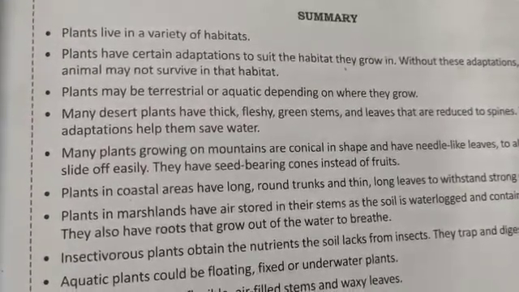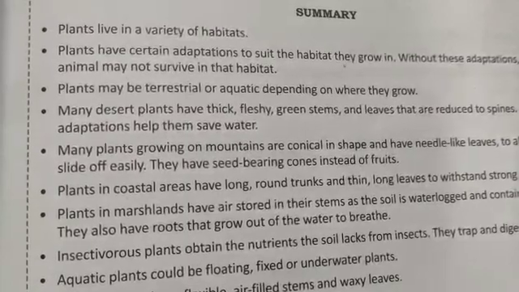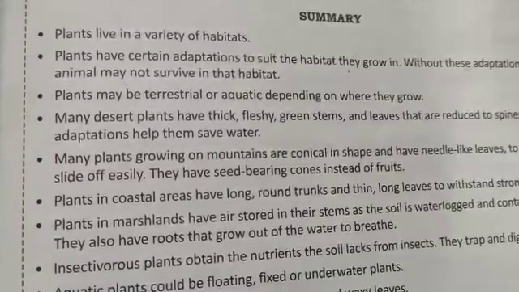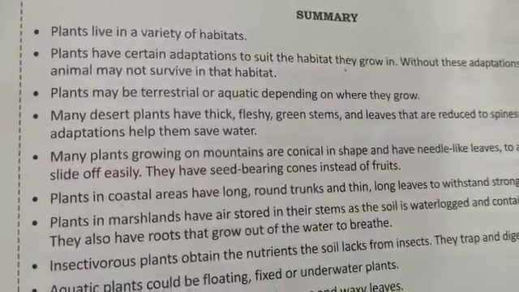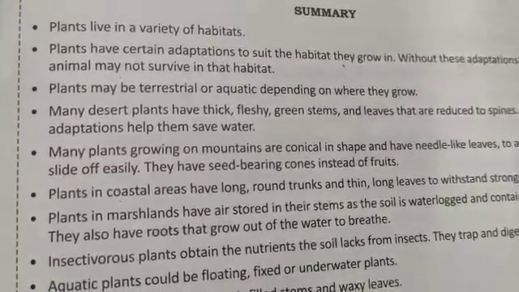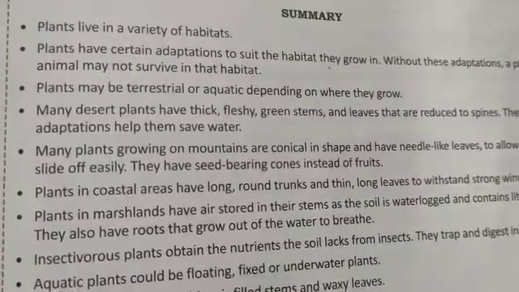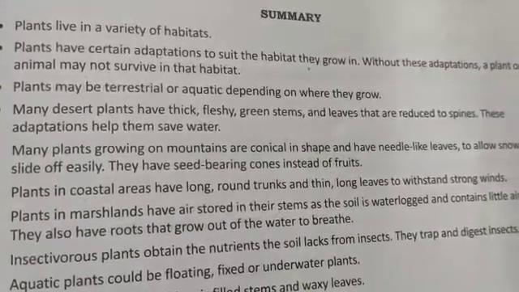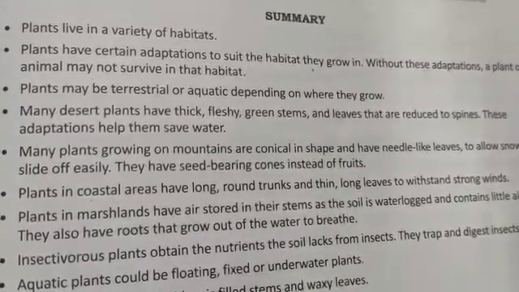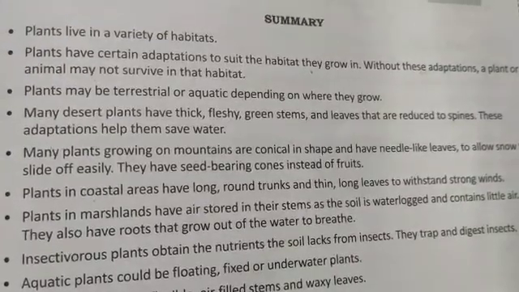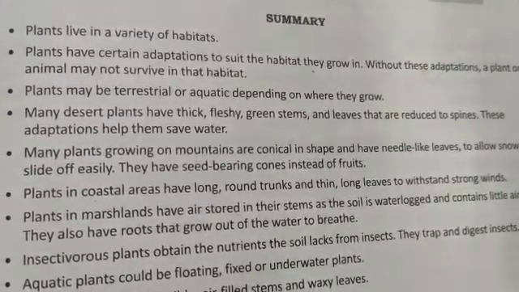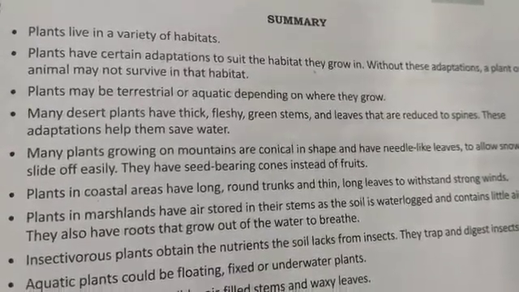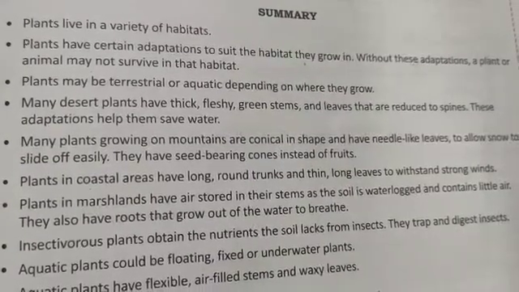Plants live in a variety of habitats. They live in desert areas, mountain areas, in water, in many habitats. They have certain adaptations to suit the habitat they grow in. You have learnt about them. So what are the adaptations they have? Without these adaptations, a plant or animal may not survive in that habitat. Plants may be terrestrial or aquatic depending on where they grow. That is, if they live on land, they are called terrestrial plants. If they live in water, they are called aquatic plants.